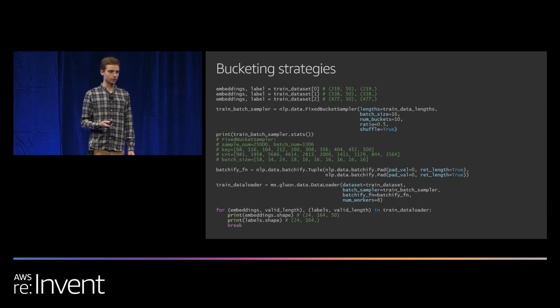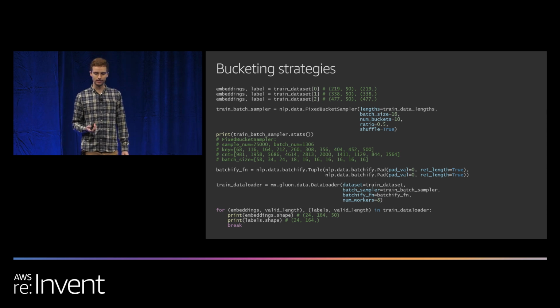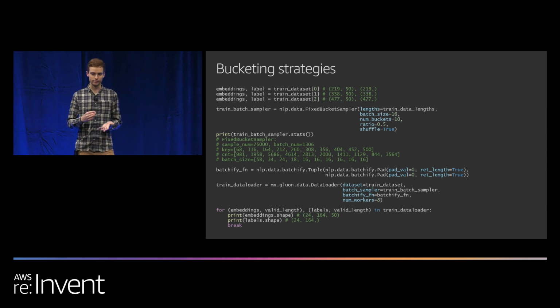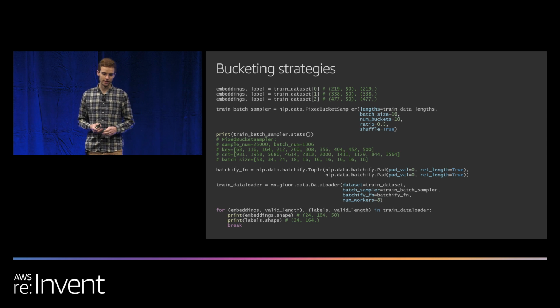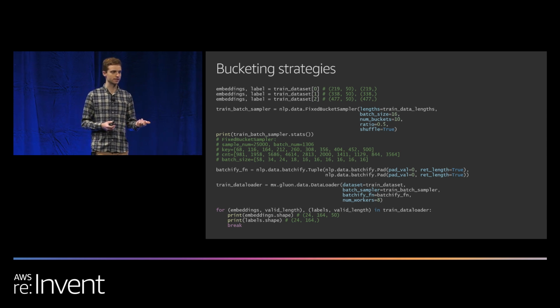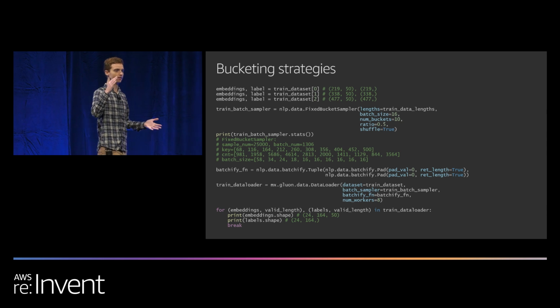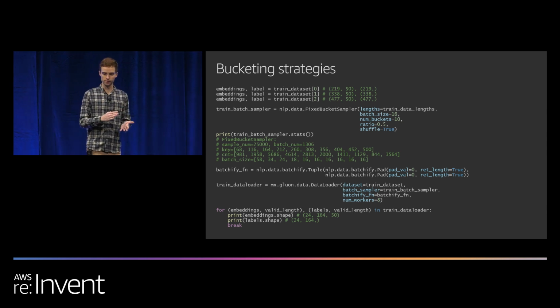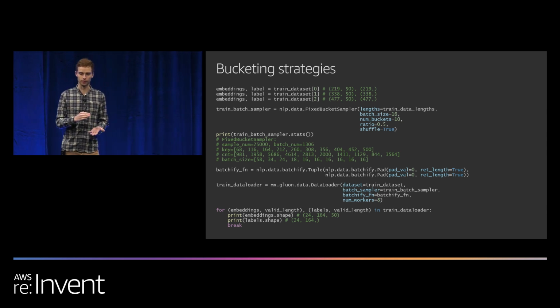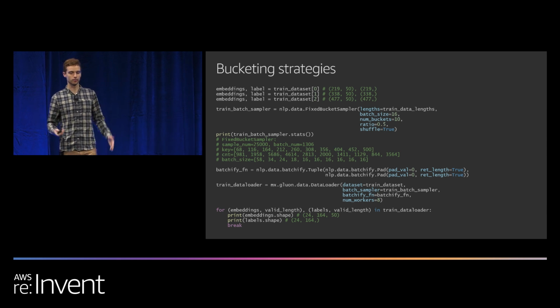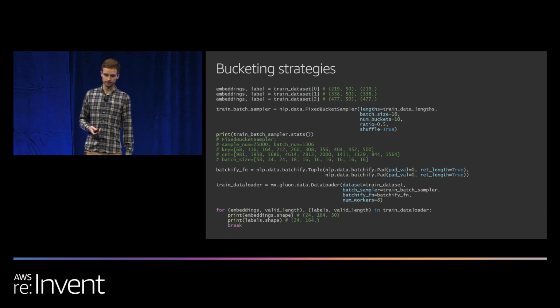Running this through, we can print out the statistics for our data set. So we have 10 buckets of different sizes, and you'll notice that the batch size actually is higher than 16 in those cases where the key or the length of the documents is smaller. So for 68, which is a short document, we have 58 of those samples. And this is all going to be done for us.